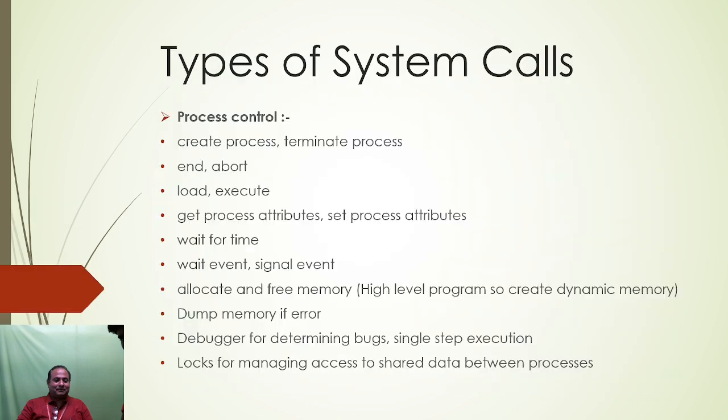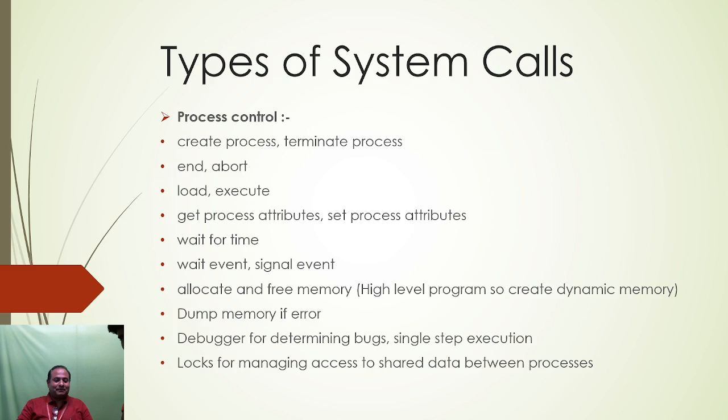And next are the various types of system calls. The first one is process control system calls. In process control, we have different types of system calls which help for different kinds of operations. First is creating a process, terminating a process, and also ending and aborting, which are other system calls. Create and terminate process means we can create a process and terminate a process.